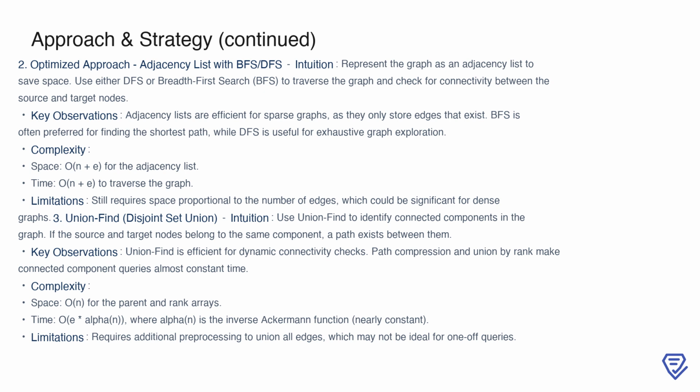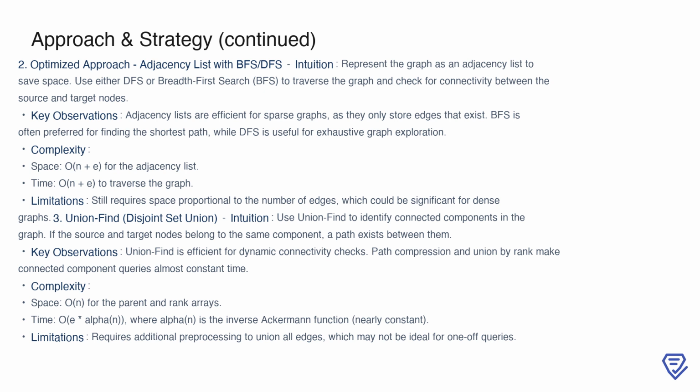BFS is often preferred for tasks like finding the shortest path, while DFS is better for exhaustive exploration. The time complexity for this approach is n plus e, where n is the number of nodes and e is the number of edges, and the space complexity is also n plus e, which is much more efficient than an adjacency matrix for large, sparse graphs. However, even this method has limitations, as the space required still scales with the number of edges.